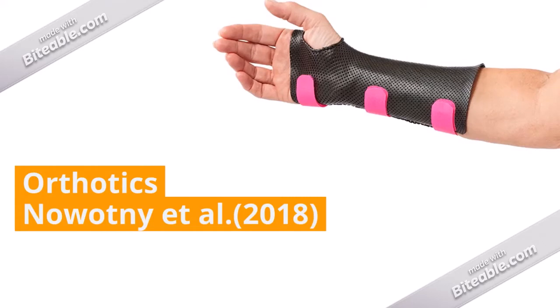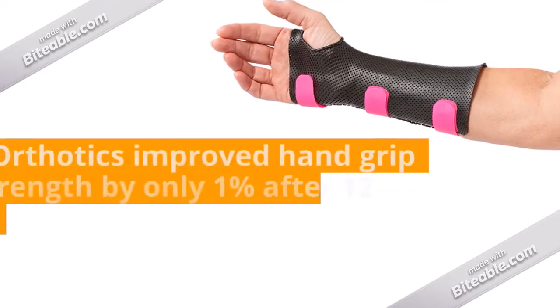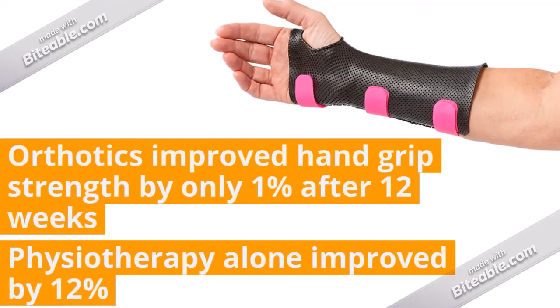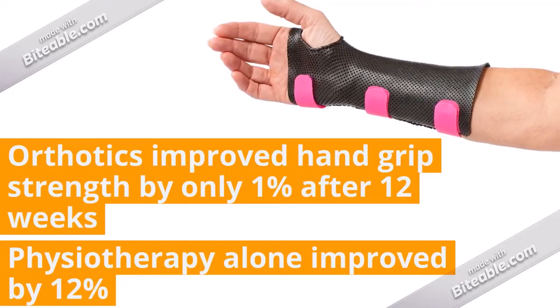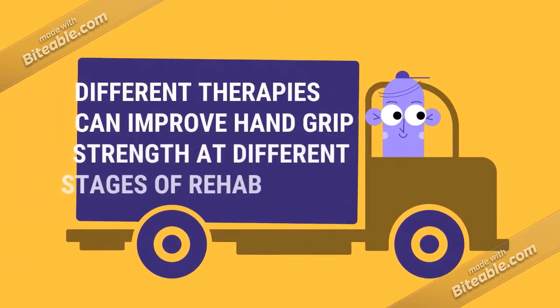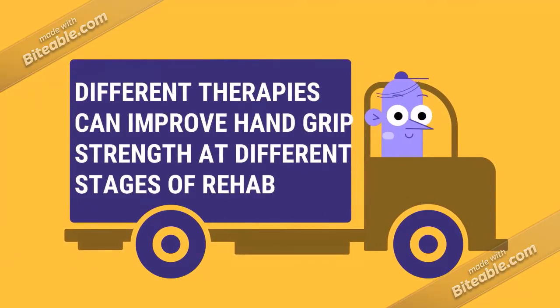So a third study that looked at hand grip strength was the orthotic study done by Nwonti et al. in 2018. They found that the use of orthotics only improved hand grip strength by 1%, whereas physiotherapy alone actually improved it by 12%. So these results showed that hand grip strength can be improved at different stages of time and with different therapies.